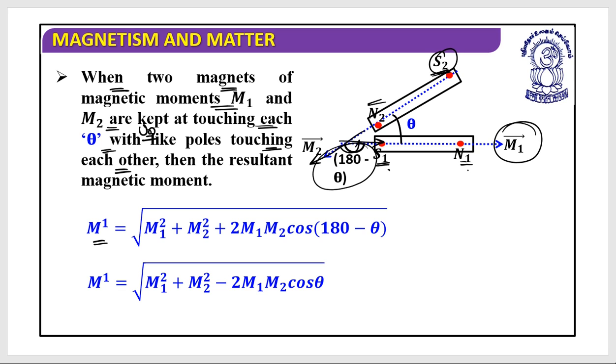When I say cos of 180 minus theta, it would be a minus. It's the square root of m1 square plus m2 square minus 2 m1 m2 cos theta, and that's it.